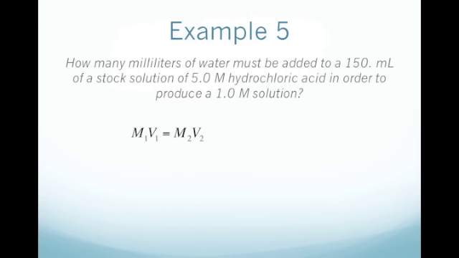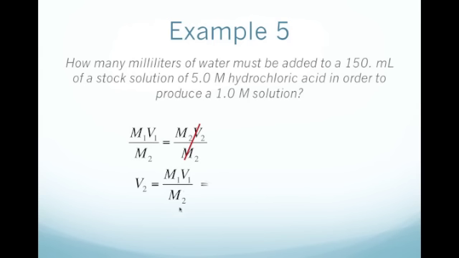This time, I'm wanting volume. I'm wanting how many milliliters. So I'm going to solve for V. Get that by itself. Oops, my line crossed out incorrectly. My bad. Should cross out the two M's right here. So this is what I get. V2 equals M1V1 over M2. I'm going to plug in.